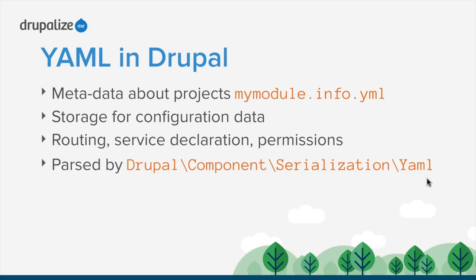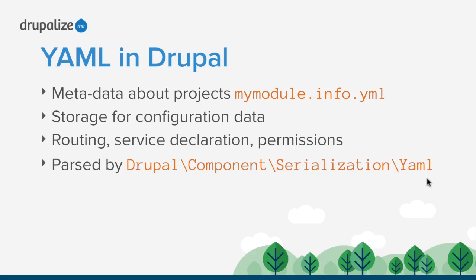One of the killer features in Drupal 8 is the configuration management system. All of the configuration data that it's storing, when it's written to disk, is stored in YAML format. So you'll see YAML files used in that system quite a bit. It's also in various other places too. The new routing system, service declarations, permissions, all of these things are defined in YAML files.